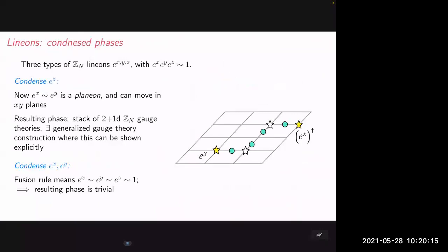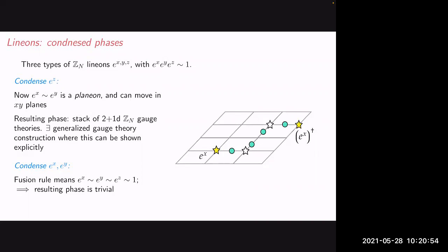So what we're going to do is just condense various excitations in this model and see what happens. First, let's consider what happens when we try to condense lineons. Before talking about the phase transition that could occur at the condensation phase transition, let me just discuss what we expect the resulting condensed phase to look like. First, consider just condensing one species of lineon. For example, let's consider condensing e^z, which can move along the Z direction. What this does is it turns the e^x or e^y particles into planons. So in the condensed phase, they can now move in two dimensions.